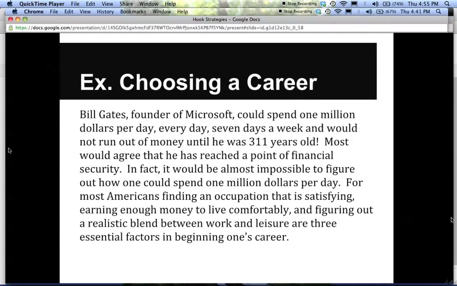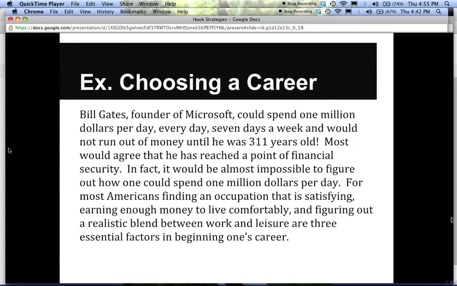So ideally, this would start with a quote that is sharing this fact, whatever fact the student has found, and then they would have a citation. So they begin their paper, and this is an essay on choosing a career and what goes into choosing a career. They say: Bill Gates, founder of Microsoft, could spend $1 million per day, every day, 7 days a week, and would not run out of money until he was 311 years old.